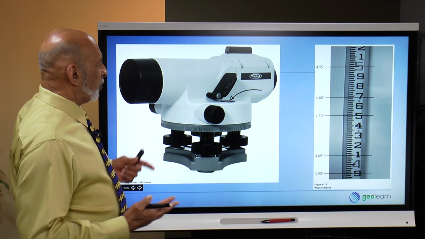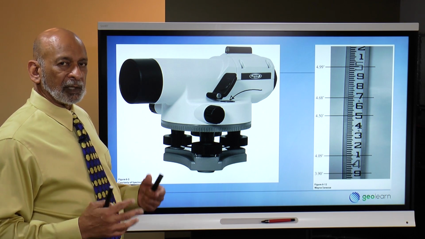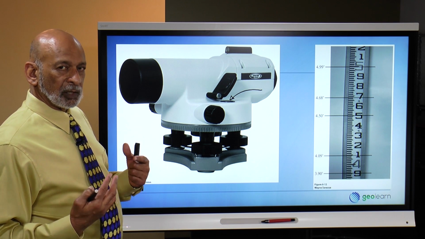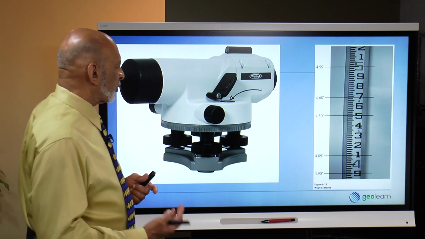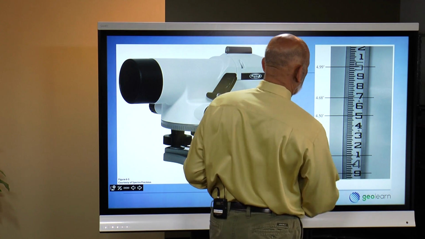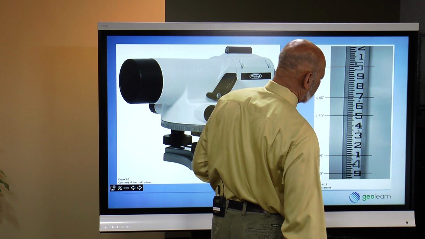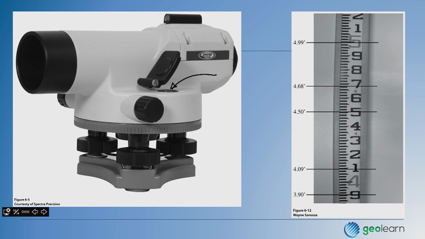Now, later on, we'll talk about how all these things can go out of adjustment, and one of the techniques you'll be learning is how to make sure that your level is in good adjustment so that you're not delivering inaccurate results. Here's what the typical level rod looks like. And I'm going to leave it to you to read these graduations and try to figure out the method in the madness of the markings.